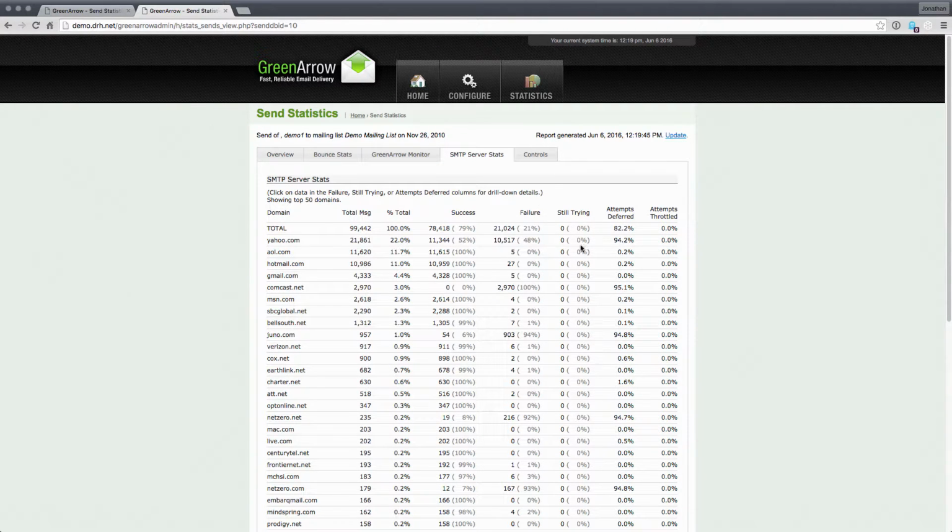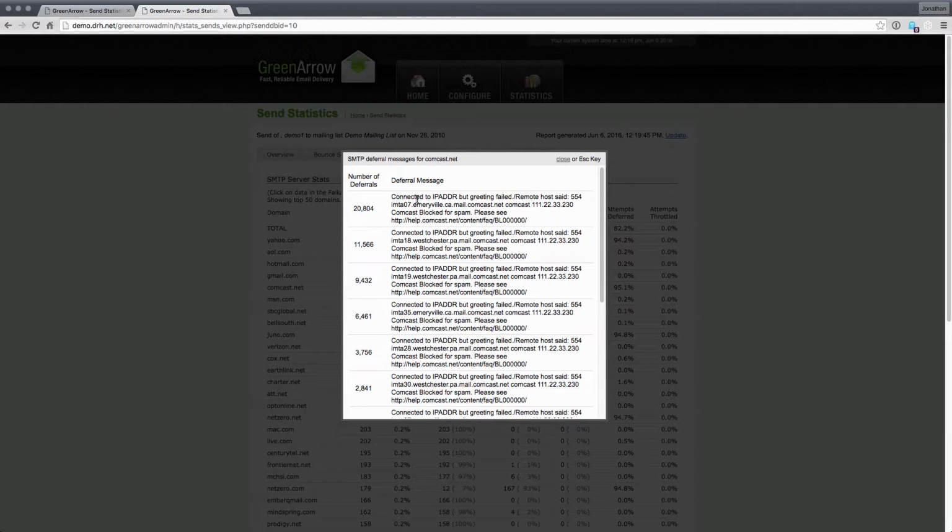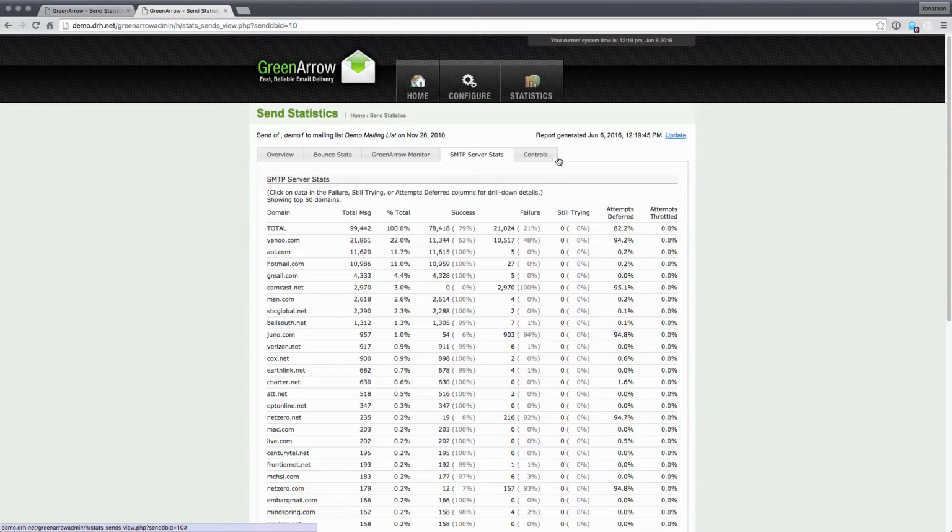As we look down the list, we can see a number of different domains that have similar responses. Comcast was another one that we had problems with, and we can click on that and see very similar issues. In this case, Comcast was blocking the IP address for spam. There are a number of domains where we had 100% successful delivery. It's possible that they went to the bulk folder after they were accepted, but from these stats here, we don't know. That's where GreenArrow Monitor comes into play and can be very useful in seeing what's happening to your messages after they're accepted by the ISP.